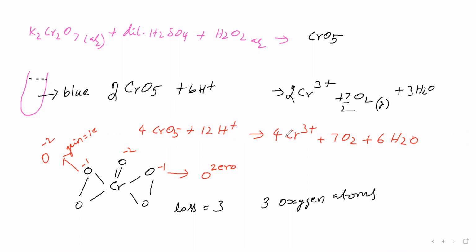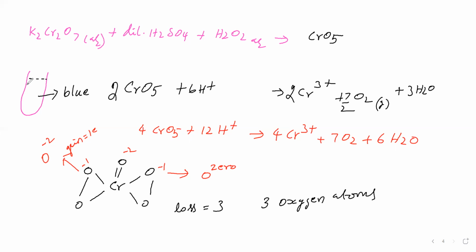Now we will see this test. We are taking potassium dichromate first. We are adding water, then dilute sulfuric acid, then hydrogen peroxide solution. We are not adding ether. Now the entire solution appears blue in color. Why? Because CrO5 is formed. As soon as the blue color forms in the solution, bubbles start to come. Those bubbles are oxygen gas, and the blue color intensity goes on reducing while the green color intensity goes on rising.